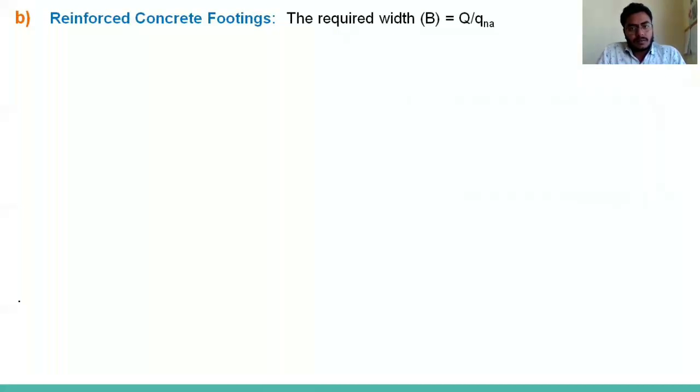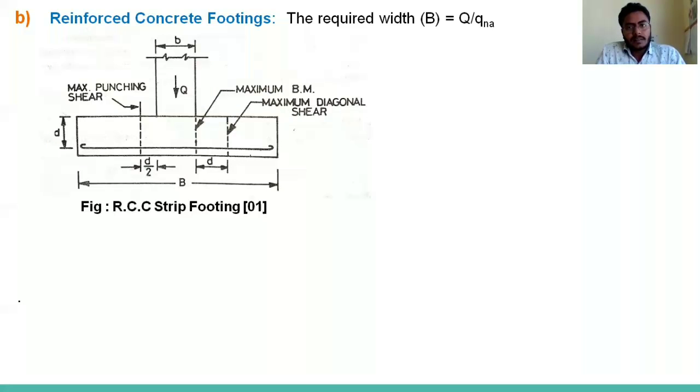Reinforced concrete footing. Already I told you that if the loads are high and the soil is low in bearing capacity, we can go for this reinforced concrete footing. The required width we can calculate by using the same formula, Q by QNA, where QNA is the allowable bearing capacity of soil.